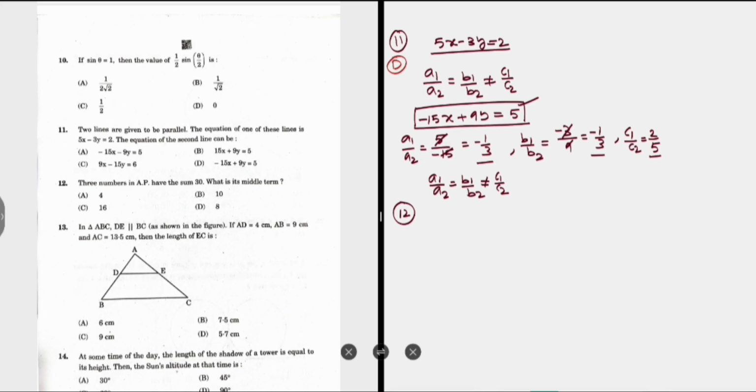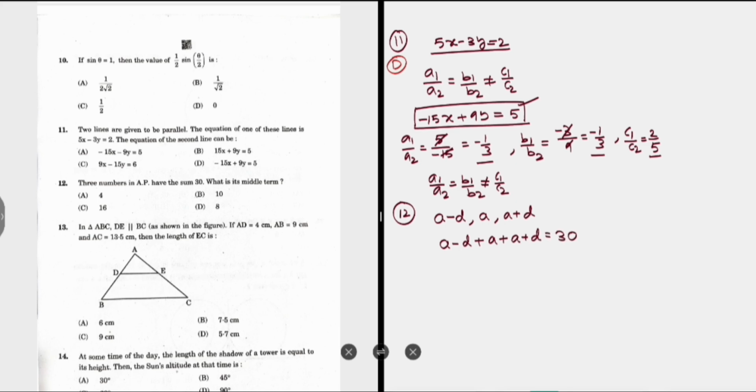In question number 12, it is given that the sum of three terms of an AP. I told you many times, whenever the sum of three terms is given, you take the three terms of the AP as A minus D, A and A plus D. The sum of the three terms is given as 30. So you can take it as A minus D plus A plus D is equal to 30.